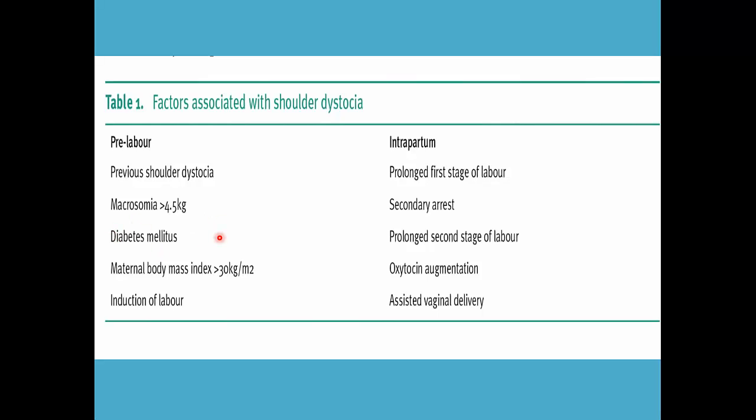And diabetes mellitus, especially gestational diabetes, because as said it causes macrosomia. Also obesity, maternal body mass index more than 30 kilogram per meter squared, and induction of labor. Induction of labor is mentioned here as a risk factor, but in case of diabetes or gestational diabetes it is a preventive measure. So induction of labor itself is estimated as a risk factor.